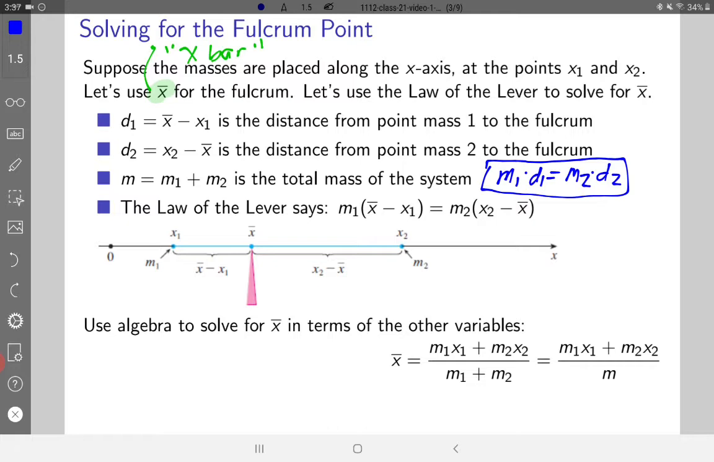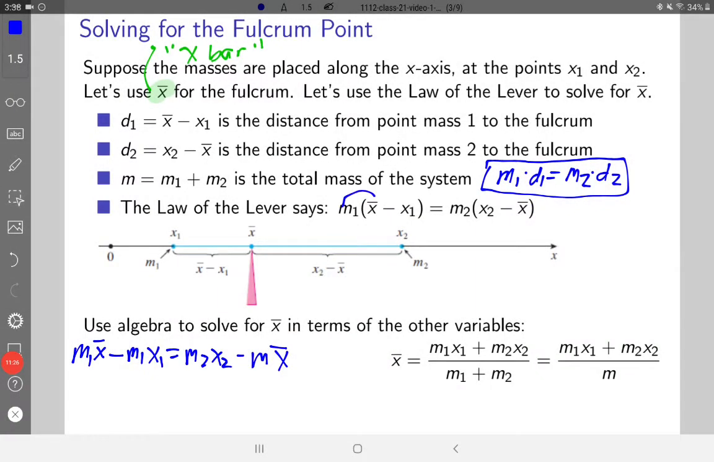Now we can take what we have right here and do a little bit of algebra to solve for that fulcrum value, the x bar. That happens to appear in 2 places on this equation, but we're going to treat everything else, m1, x1, m2, and x2, as constants, and we're going to rearrange and solve this like we would any other linear equation, where the x bar is the variable and everything else is just a constant number.